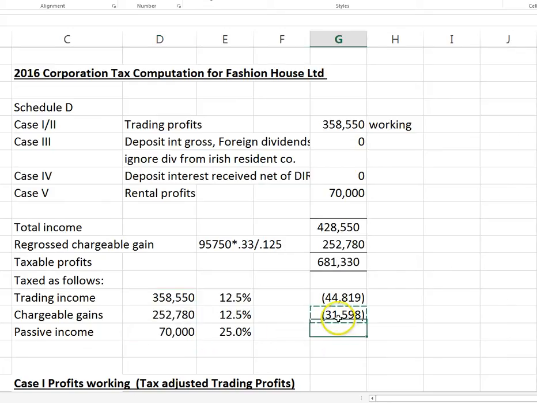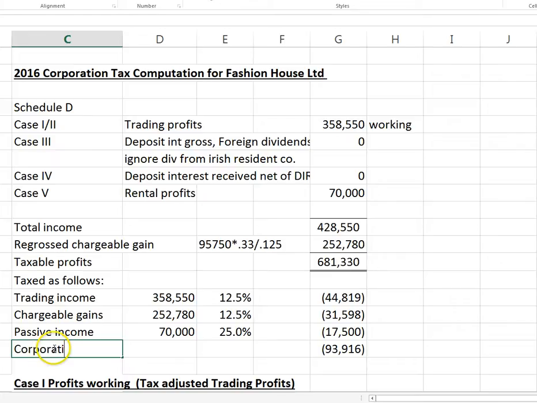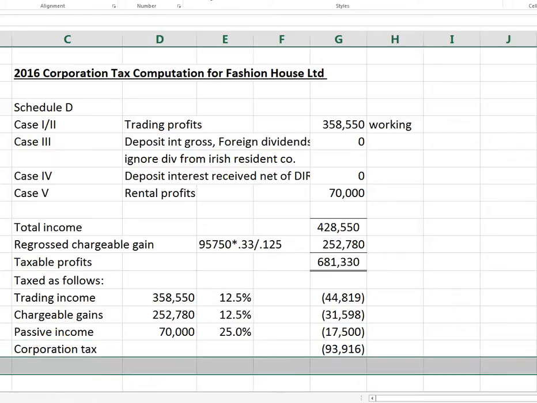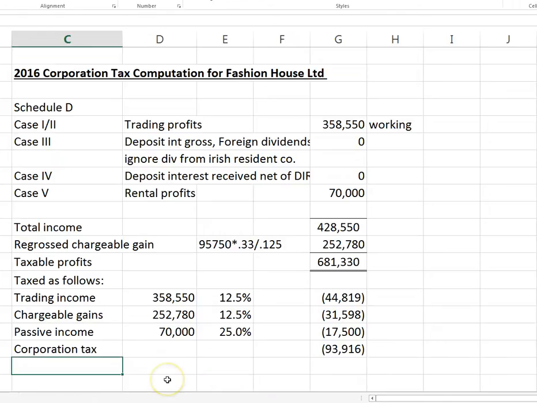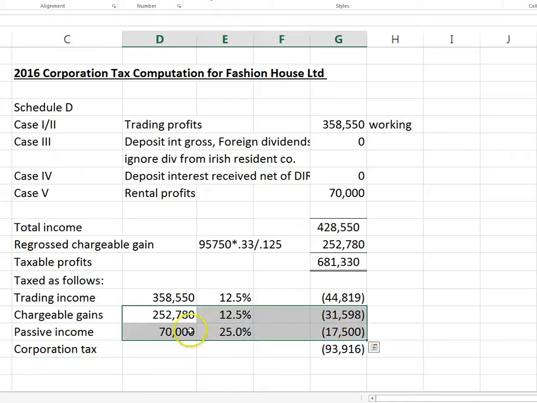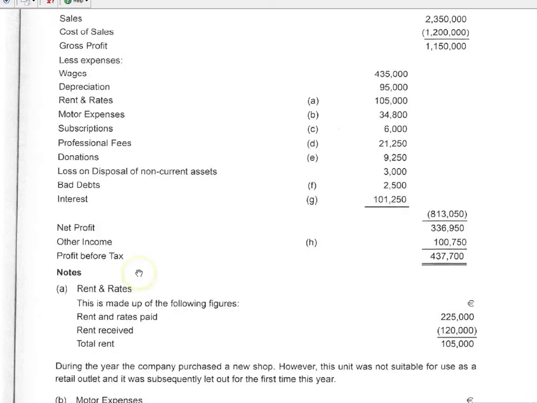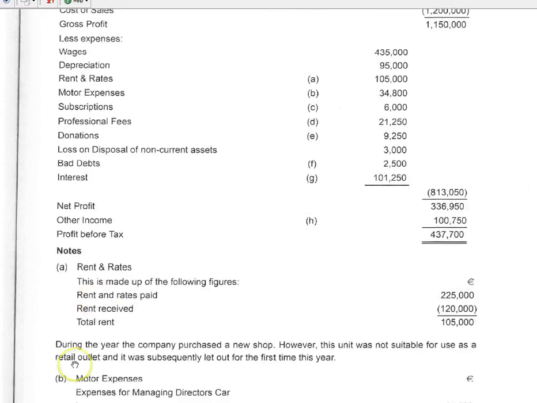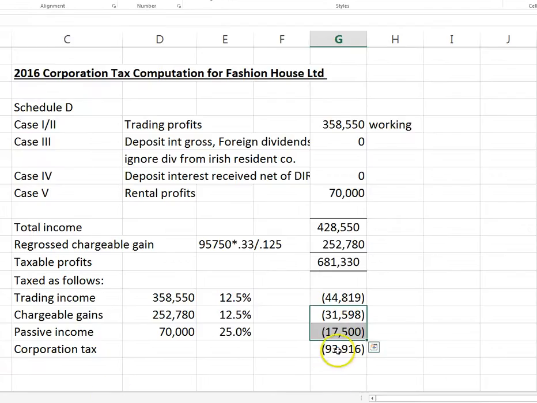And I multiply those together. That's how much tax is payable. If the company paid any preliminary tax, or if it had suffered DIRT on deposit interest received net of DIRT, or if there was a current year loss to be used against reducing the tax, then we could make deductions here, but there are none of those things. There was no preliminary tax paid, it didn't tell us anything, there was no DIRT, and there was no current year loss anywhere in the question. So that's the end of the corporation tax computation.